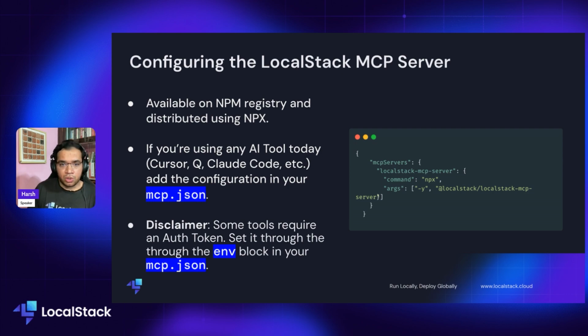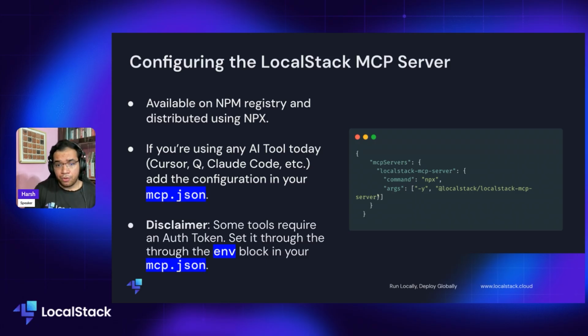For Q, for Cloud Code, or any other AI tool out there, the experience might slightly differ, but the fundamentals are really the same. You need to specify the LocalStack MCP server. You need to specify the command, which in this case is npx, and you need to specify the arguments, which will pull this MCP server and run it on your local machine.